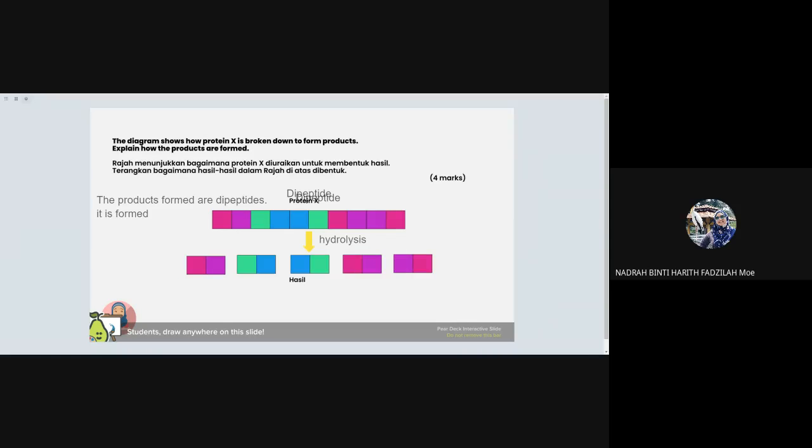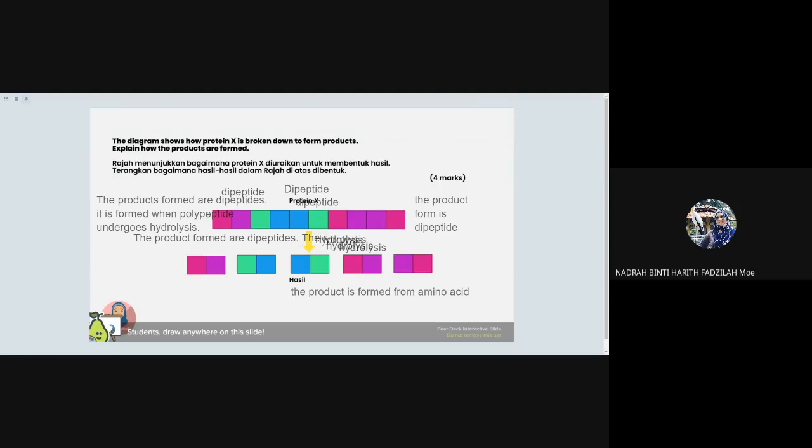Okay. The products formed are dipeptides. Pandai, bagus. Okay. You are on the right track. Teruskan. Nama produk dia dipeptide. Proses dia adalah hydrolysis. Okay, you're almost there. Okay, so kita tengok kat sini. Nama proses tu hydrolysis. Okay, the product formed is dipeptide.